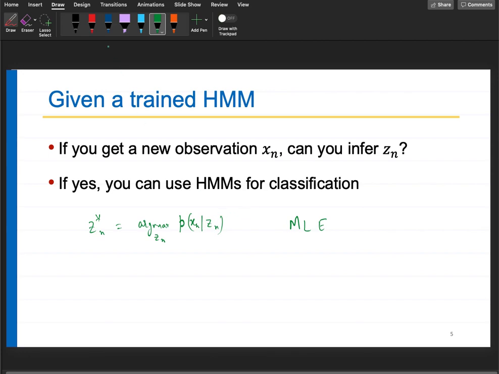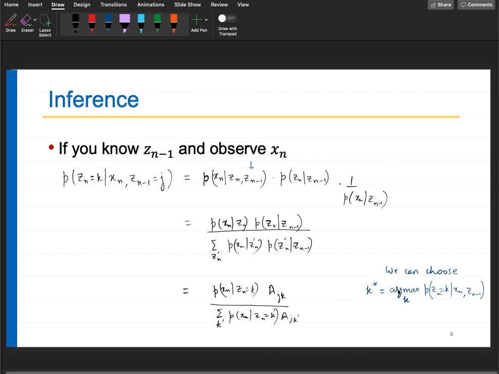So this will be probability of x given Zn, comma theta. Right? So these are already known. Assume that these are known. This model is given a trained HMM. So these are known. We are not estimating that. Good question. Okay. Now come to sequence.